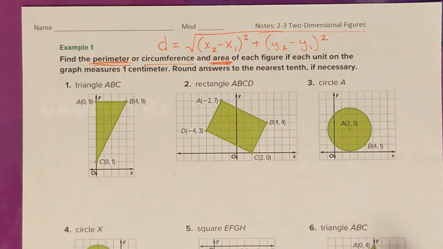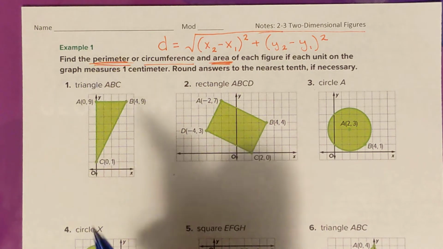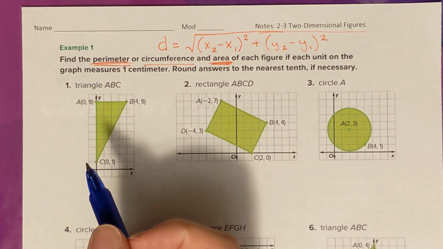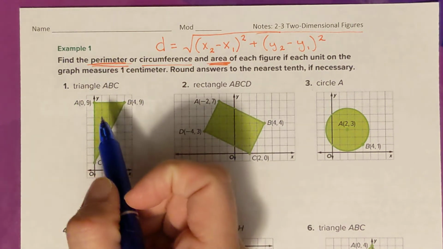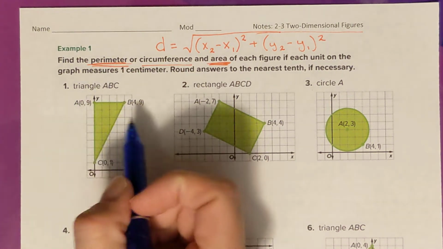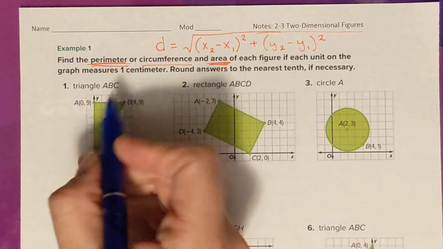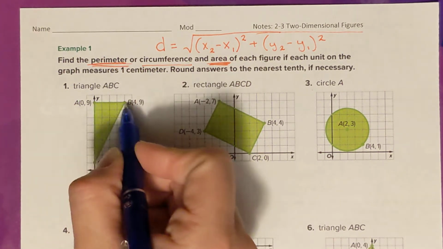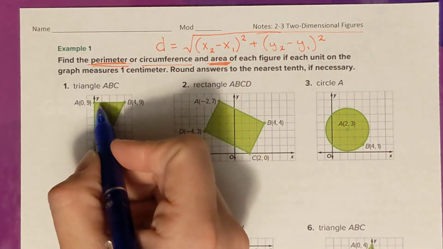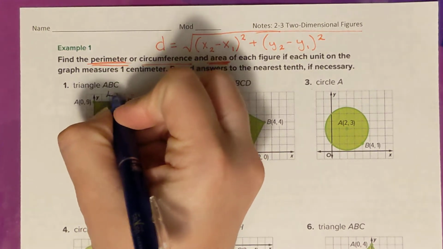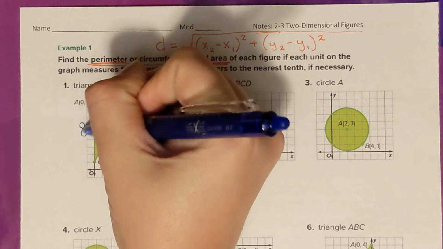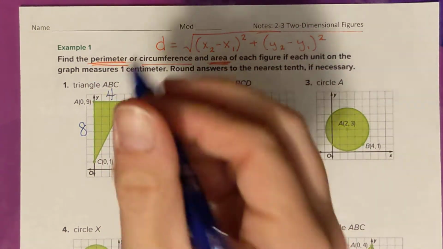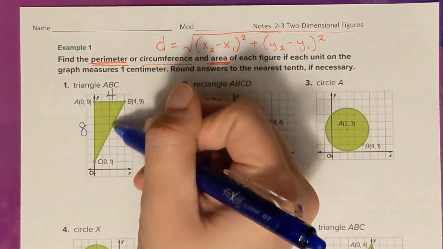Anyway, so first of all, let's start with number 1, the triangle ABC. So for some of these shapes, you're going to be able to figure out what the side lengths are just by looking at them. Like for the triangle, you should be able to count how wide it is. So it's 1, 2, 3, 4. So this one is 4 across, and it is 8 down, right? 4 across, 8 down.